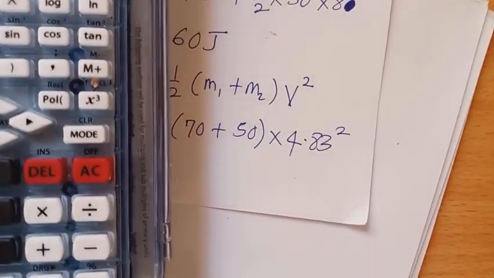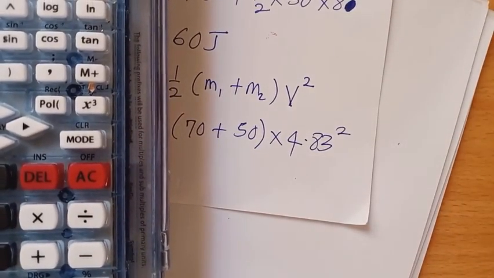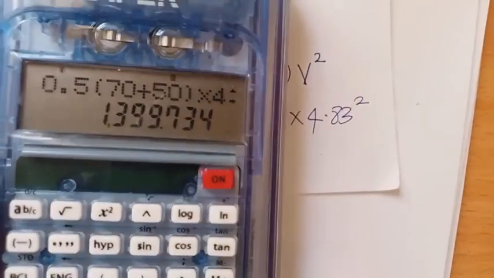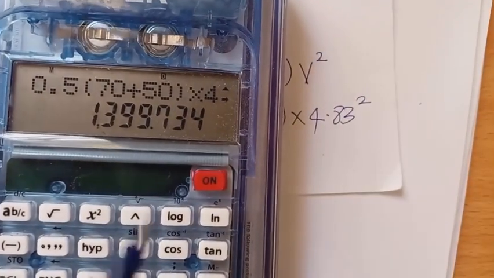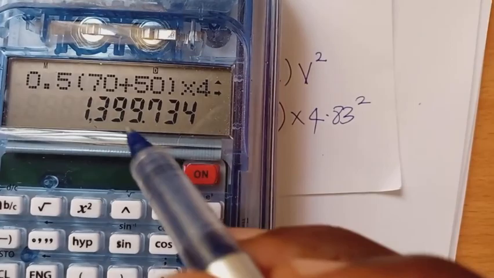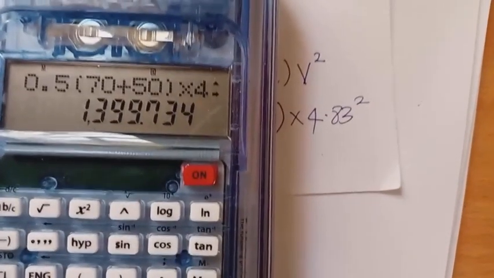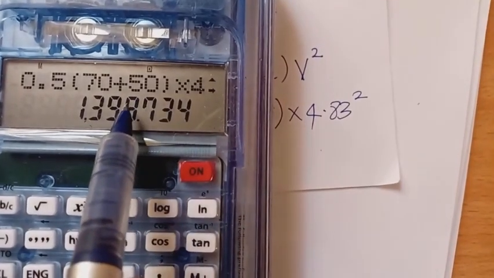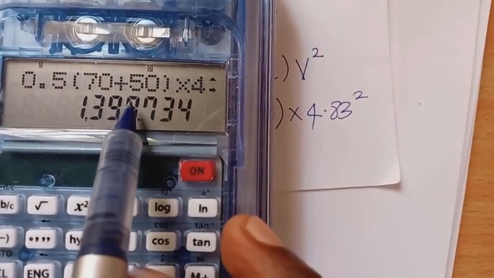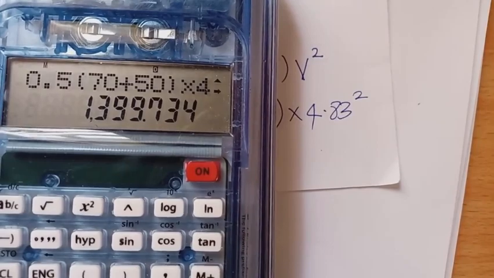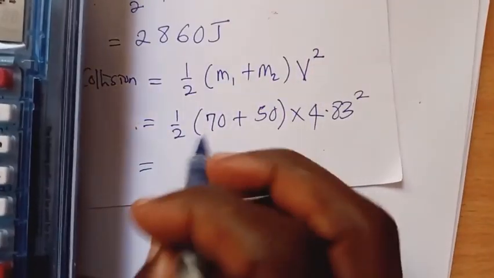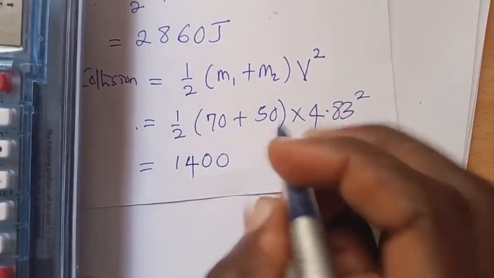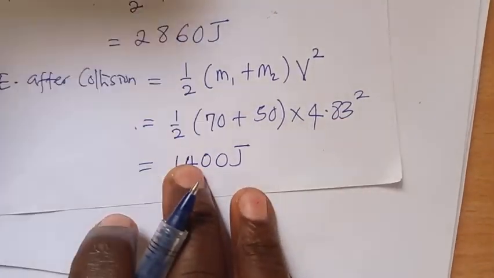Now you can press the equality sign, and this is approximately correct. When you approximate this to whole numbers, you are going to have 1 added to this 9, and then this will give you 1400. So I have 1400 approximately in joule.